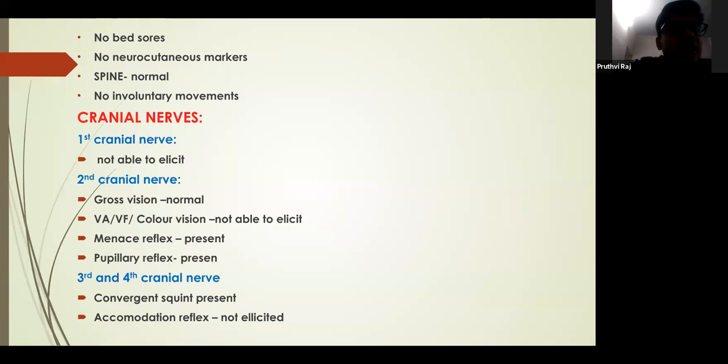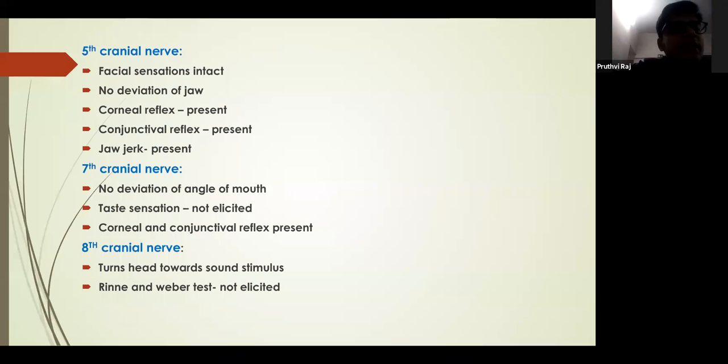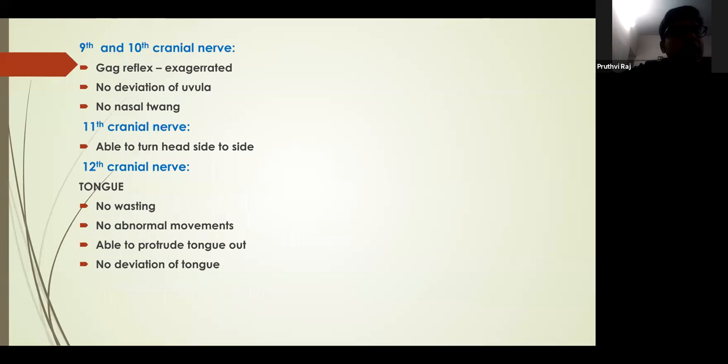Cranial nerve examination. First cranial nerve could not be tested. Second cranial nerve: gross vision normal, visual acuity and color vision cannot be elicited. Menace reflex present, pupillary reflex present. Third and fourth cranial nerves: convergent squint present, accommodation reflex cannot be elicited. Fifth cranial nerve: facial sensations intact, no deviation of jaw, corneal reflex present, conjunctival reflex present, jaw jerk present. Seventh cranial nerve: no deviation of angle of mouth, taste sensation cannot be elicited, corneal and conjunctival reflex present. Eighth cranial nerve: turns head towards sound stimuli, Rinne and Weber cannot be elicited. Ninth and 10th cranial nerves: gag reflex exaggerated, no deviation of uvula and no nasal twang. 11th cranial nerve: able to turn head side to side. 12th cranial nerve: no wasting of tongue, no abnormal movements of tongue, able to protrude tongue, no deviation of tongue.